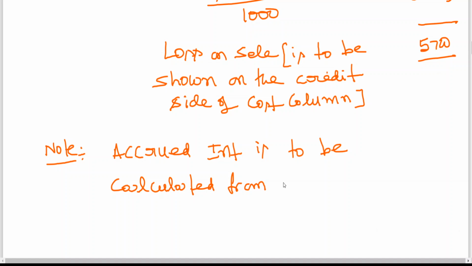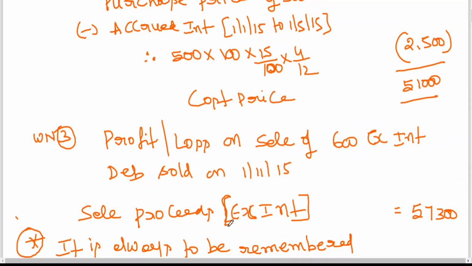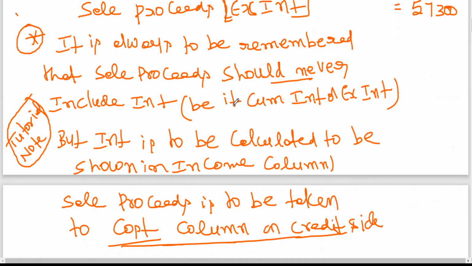Accrued interest is to be calculated from 30th June, the last date interest was paid. No, 1st July 15 to 1st November 15. That is for 4 months. Am I right? On 600 debentures. If it is cum interest, we need to calculate this first, because I told you sale proceeds should never include interest. This I have already given here.